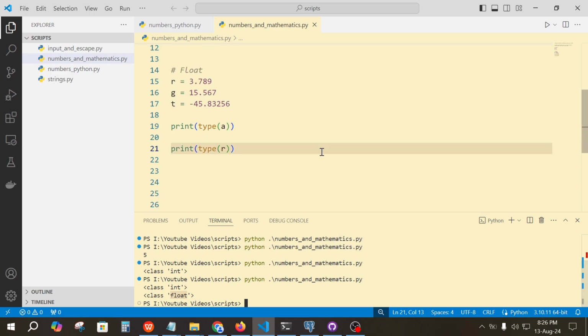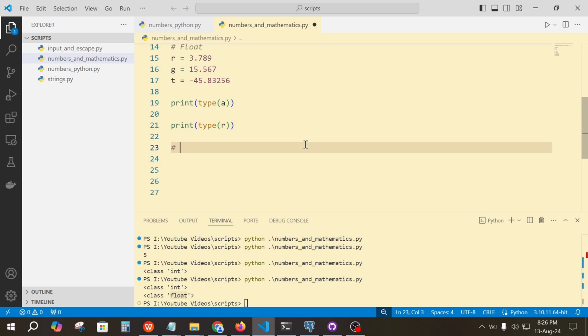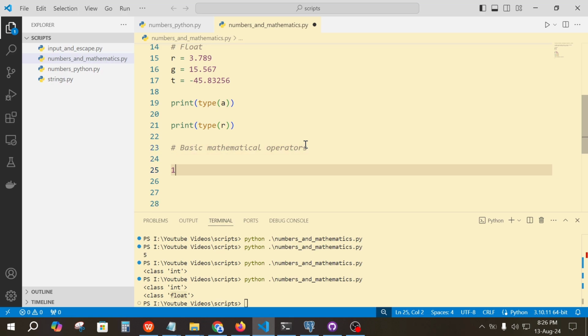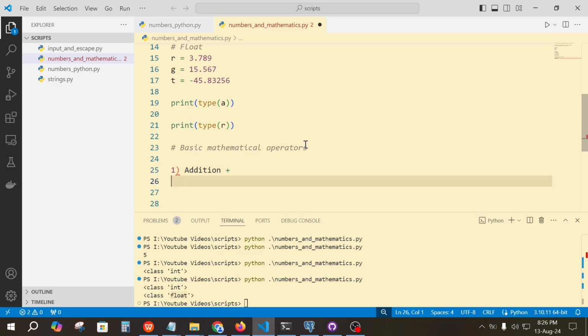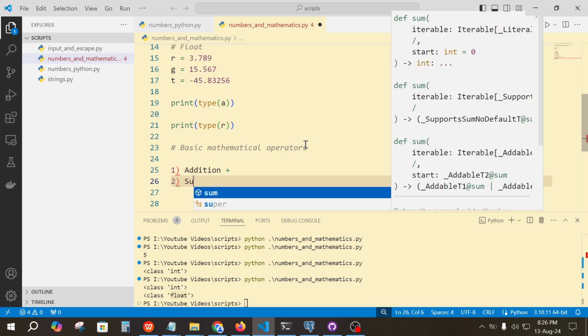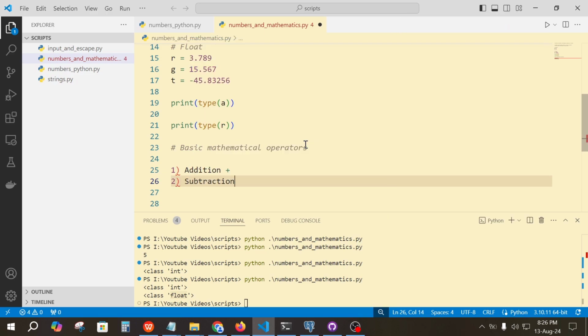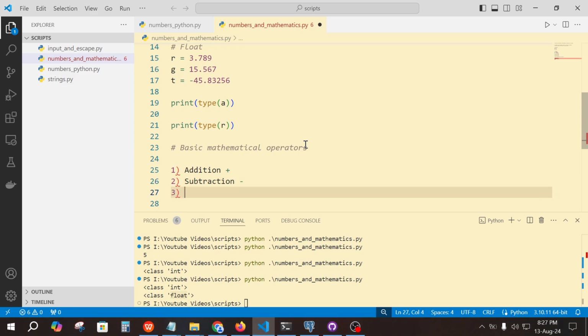After that we will take a look at basic mathematical operators. These include addition, which we represent with a plus sign. The second one is subtraction, which we represent with a minus sign. Then we have multiplication with a star sign.